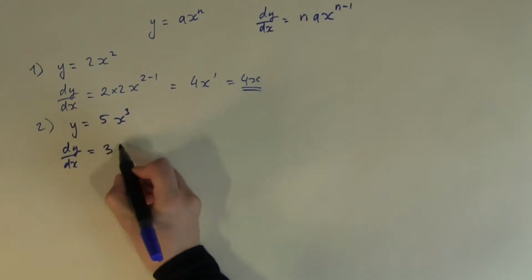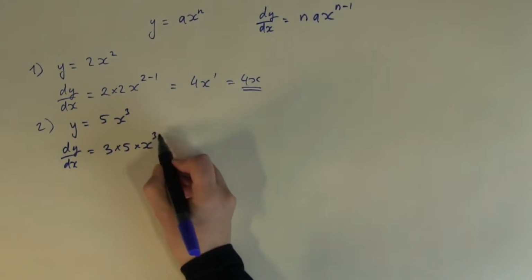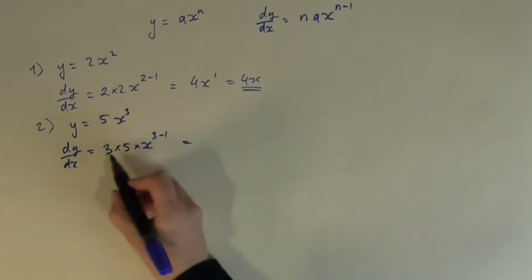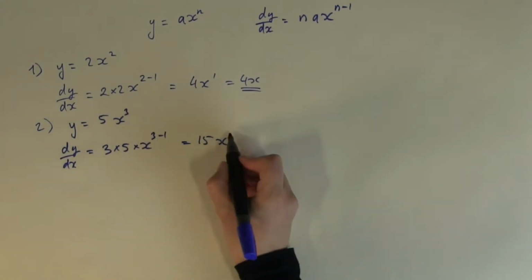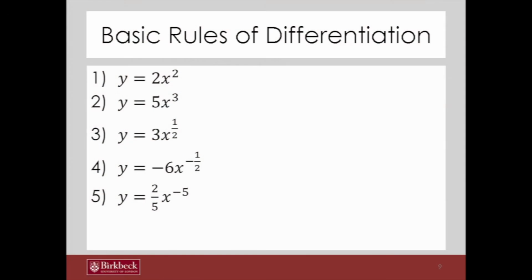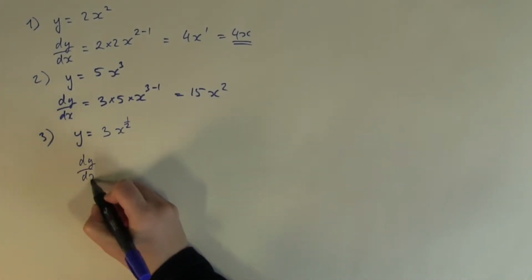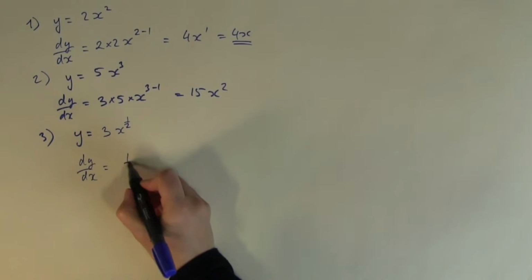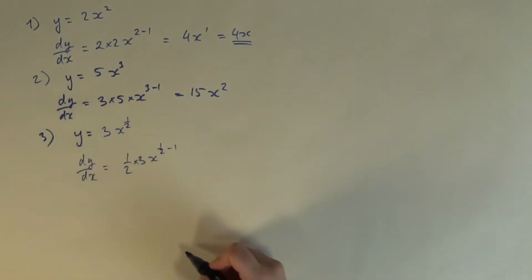Rule again, bring the power down and lower the power by 1. 3 times 5 makes it 15, and 3 minus 1 makes it 2. The third example is y equals 3 times x to the power of a half. So dy/dx then will be: bring the power down and lower the power by 1.